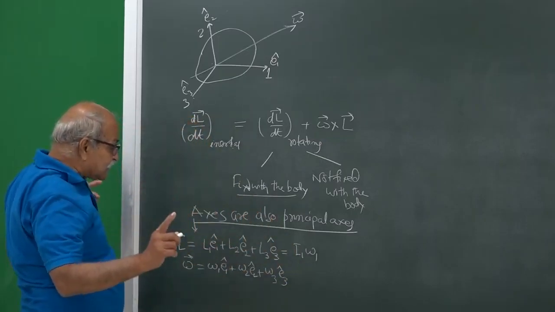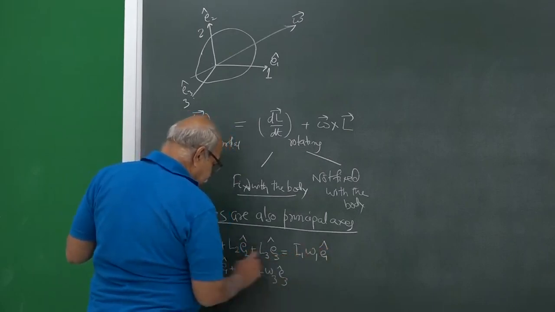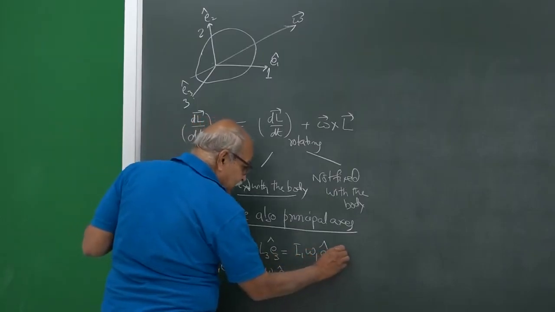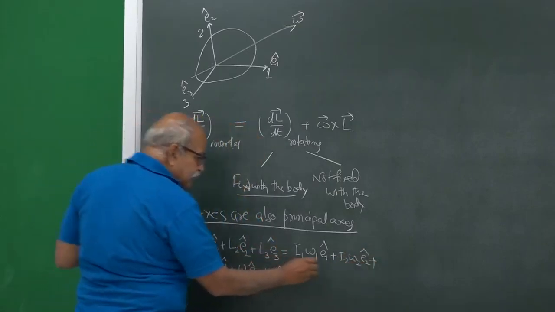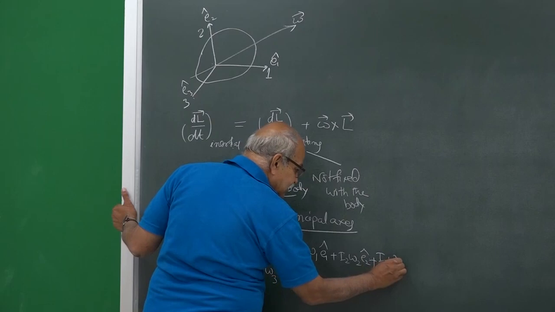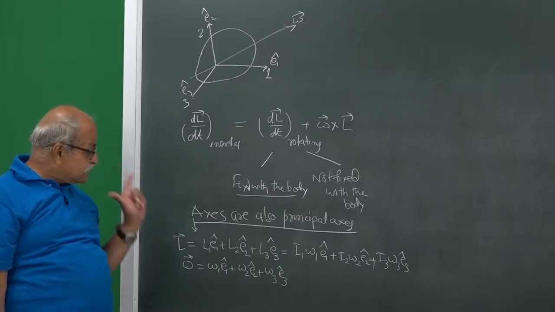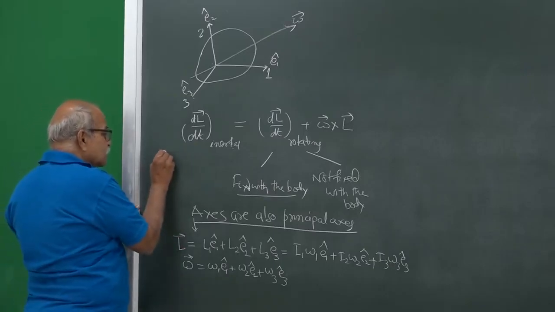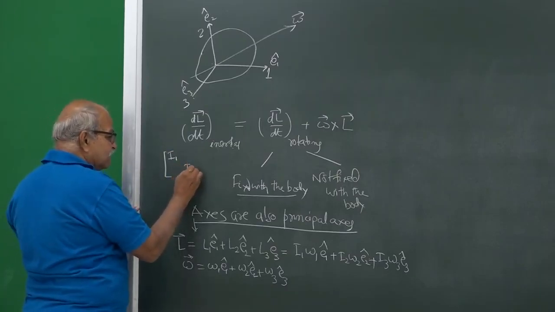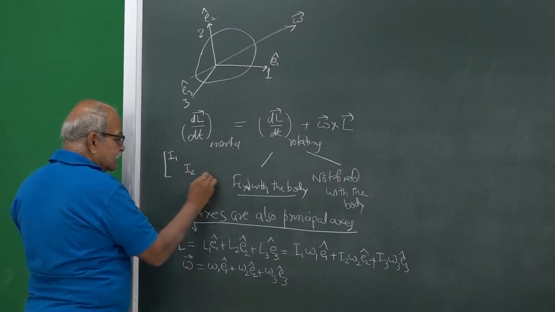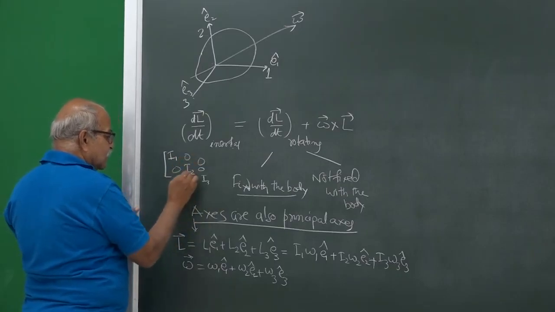If you are using principal axes, it is very simple: L is I1 omega 1 E1 cap, plus I2 omega 2 E2 cap, plus I3 omega 3 E3 cap. Because in the principal axis system you do not have any off-diagonal terms. So, your matrix is like this: Ixx which I am writing I1, Iyy which I am writing I2, and Izz which I am writing I3, and the rest are all zeros.